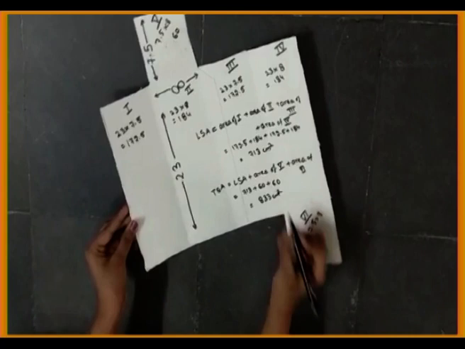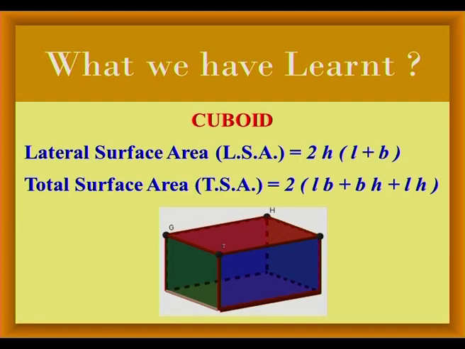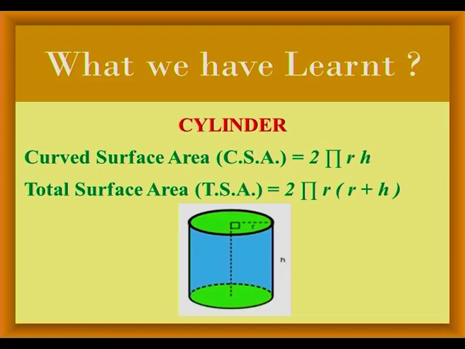This is the manner in which we can find the lateral surface area and total surface area of cuboids. You can do this activity on your own. We have learnt how to determine the surface areas of cuboid, cylinder and sphere. Now, let us recap what we have learnt. Look at the screen. For a cuboid, lateral surface area is equal to 2h into L plus B, and total surface area is equal to 2 into LB plus BH plus LH. Likewise, for a cylinder, curved surface area is equal to 2 pi r h and total surface area is equal to 2 pi r into r plus h.